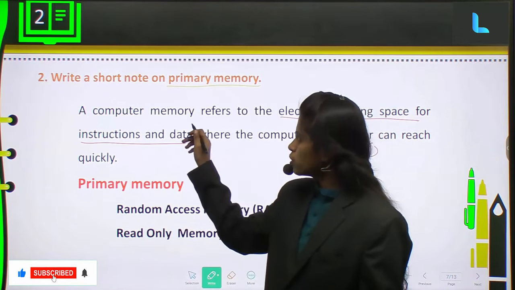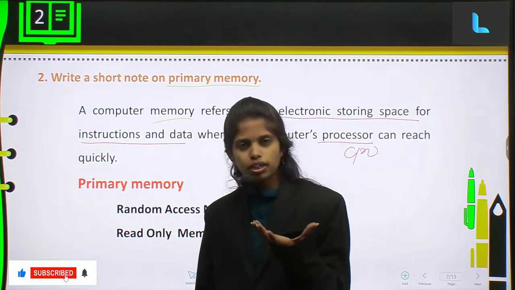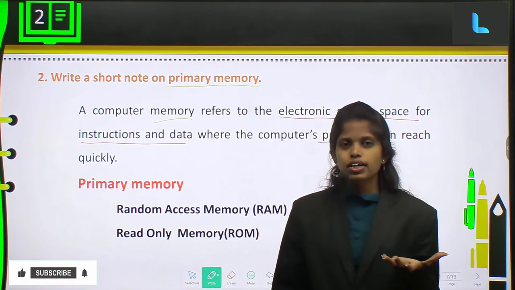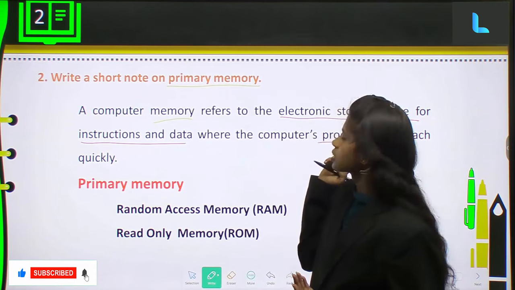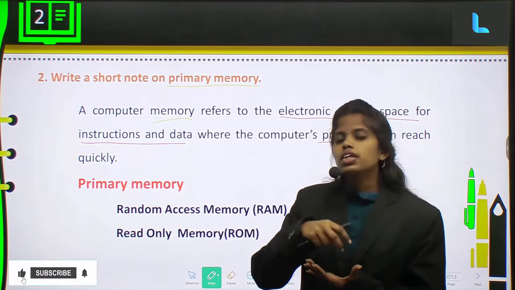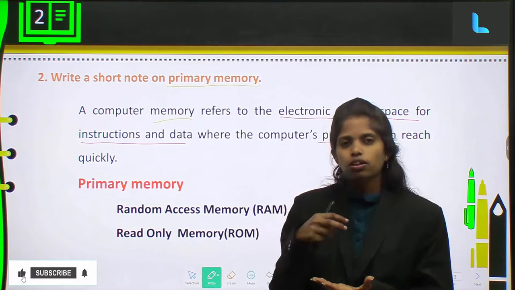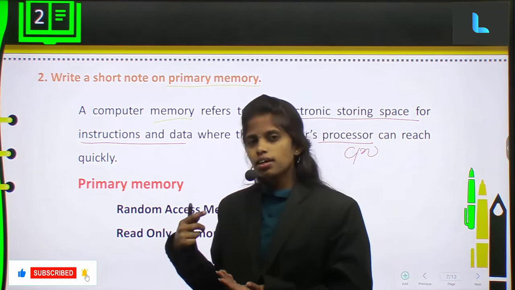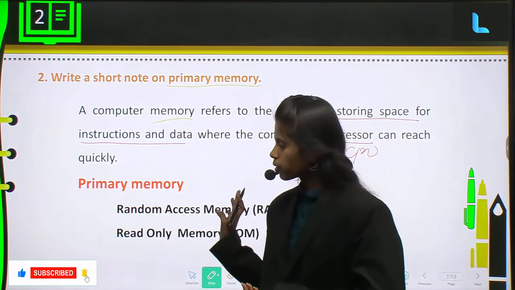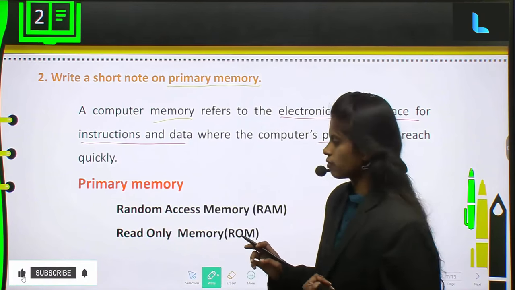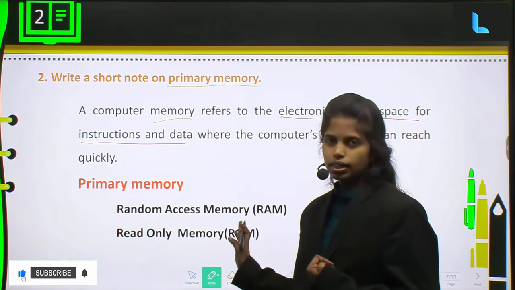So what do you understand by the term memory? It is a storage space in the computer. Since a computer is an electronic device, the memory is also called electronic storage space, in which the instructions will be stored. The CPU can access or fetch these instructions for processing whenever required. Now under the primary memory you have two types to discuss. The first one is random access memory, and next comes read-only memory.